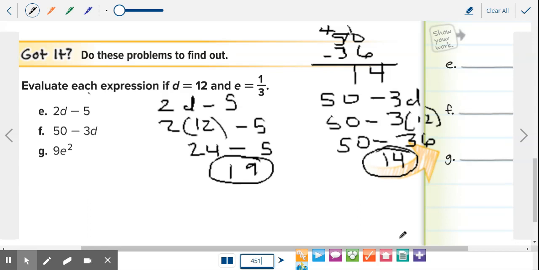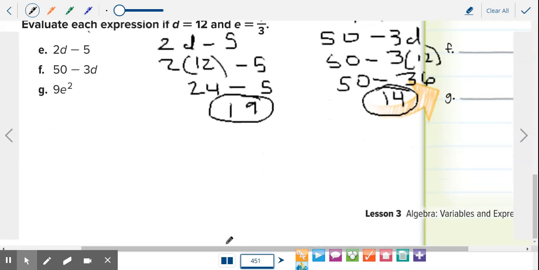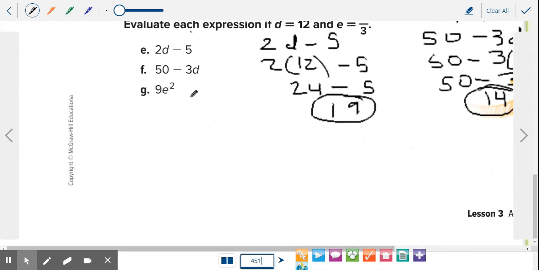Now, letter G. It's 9e squared. So we have to replace the variable: 9 times, then we replace the e with 1/3. So what do we have to do now? Isabella?